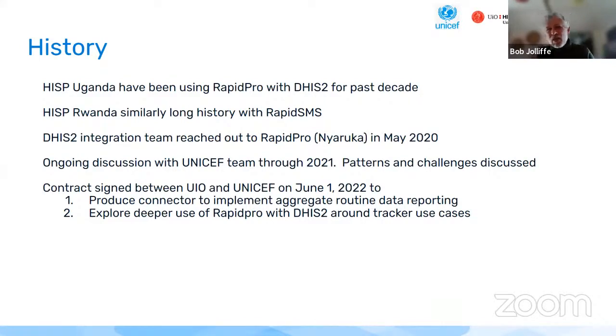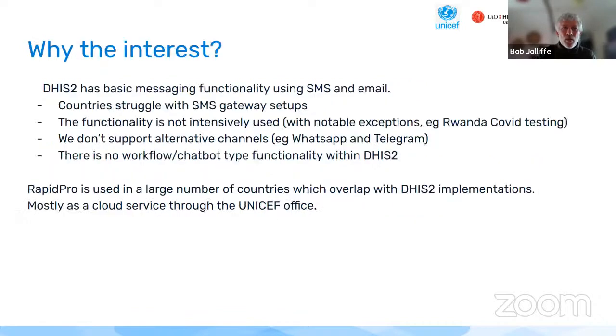And that contract was essentially in two parts. The first part was to produce this connector to implement the aggregate routine data reporting. And the second part was to explore a deeper use of RapidPro with DHIS2 around tracker use cases. We'll talk a little bit about that work during the course of this afternoon.